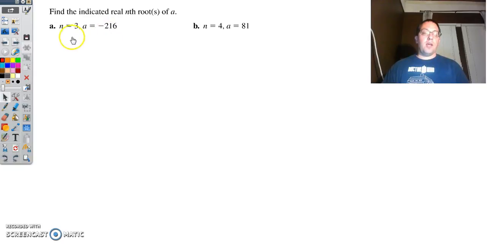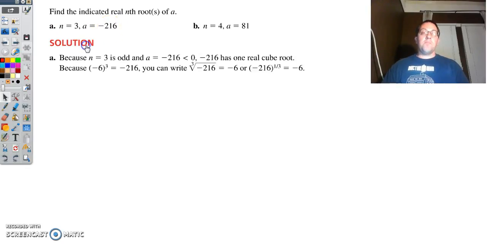We want the nth root of a. So n is 3, a is negative 216. First thing to look at is n odd or even. n's odd, so it means no matter what, we're going to get one solution. So it's going to work. Since negative 6 cubed equals negative 216, then the cube root of negative 216 equals negative 6. Or another way to write this, negative 216 to the 1/3 power is negative 6.